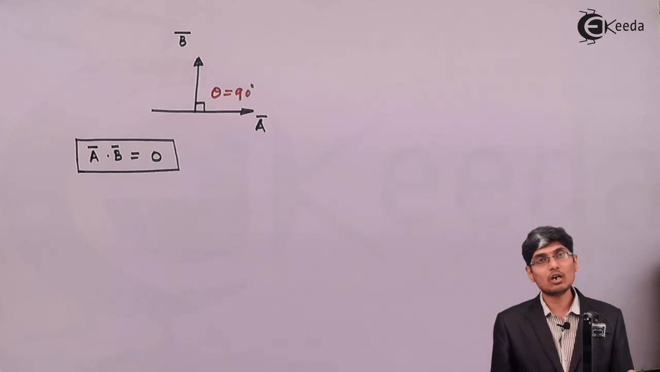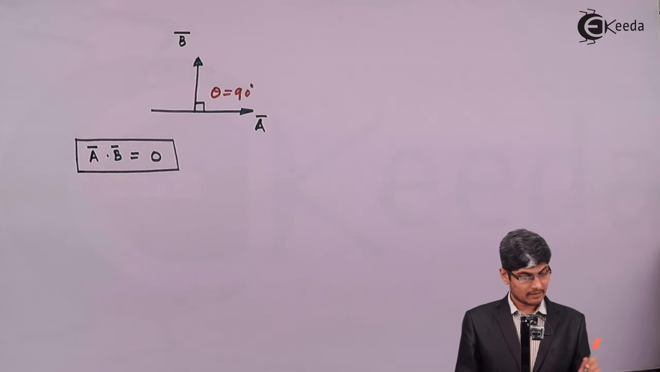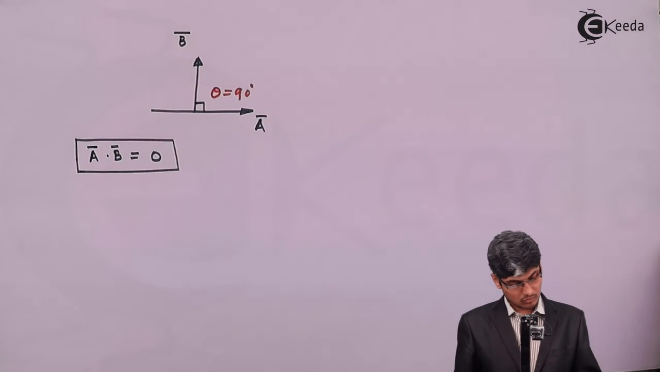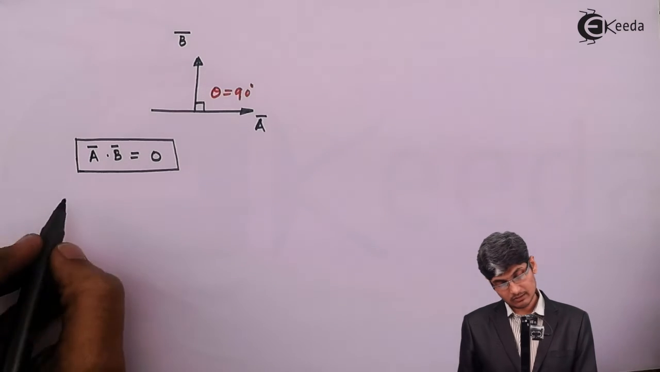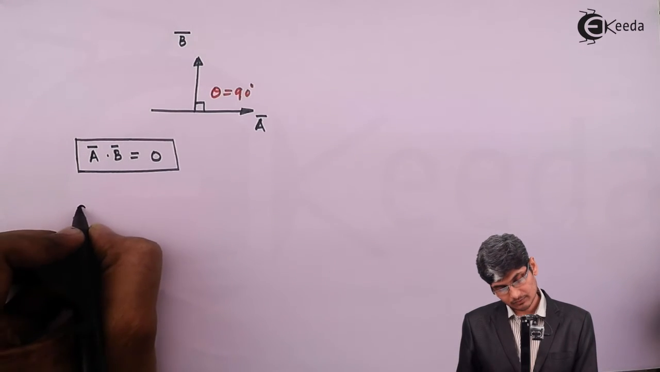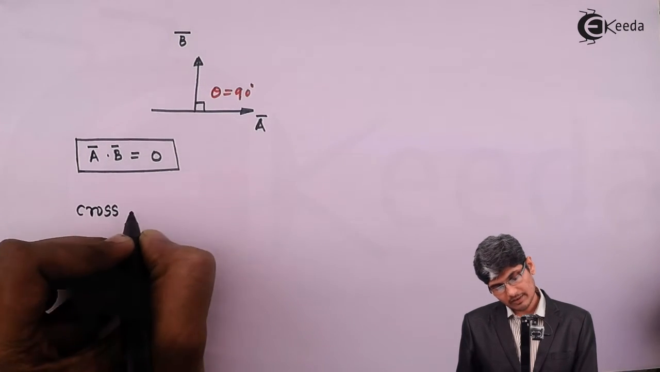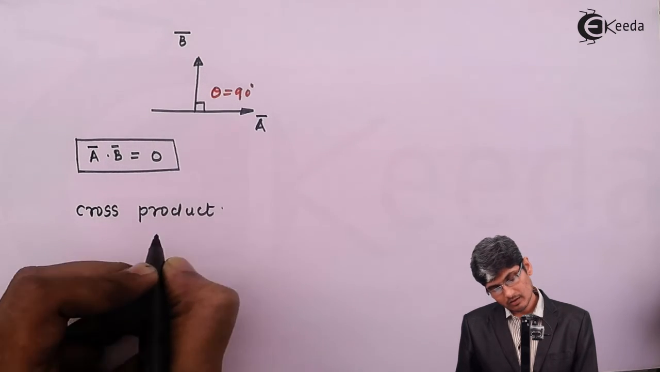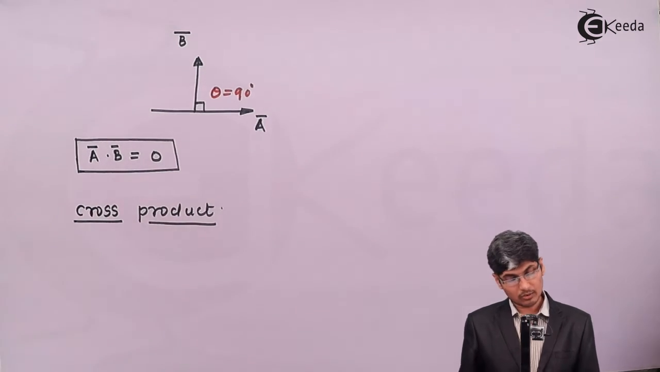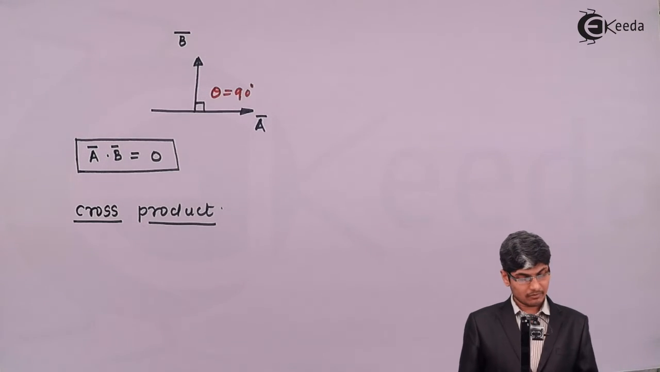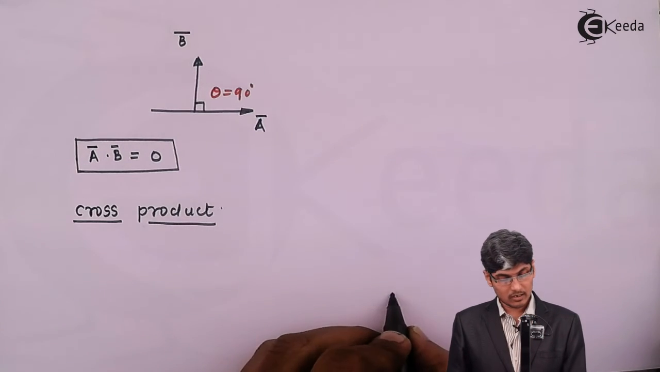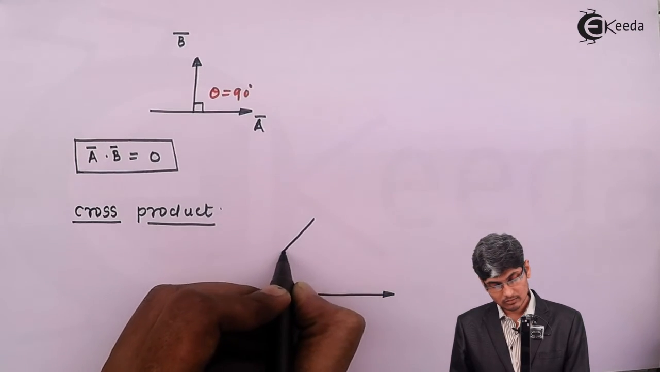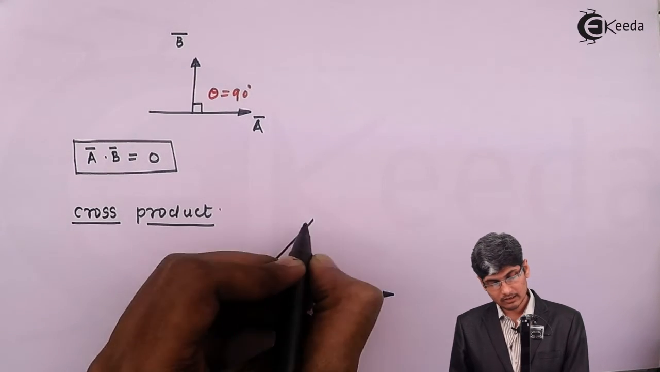Next, we go to the cross product. Now, let us analyze how a cross product looks. So the next topic that we will be dealing with is the cross product, also known as the vector product. Now, in case of cross product, again we will consider two vectors, one horizontal and the second one making a certain angle theta.